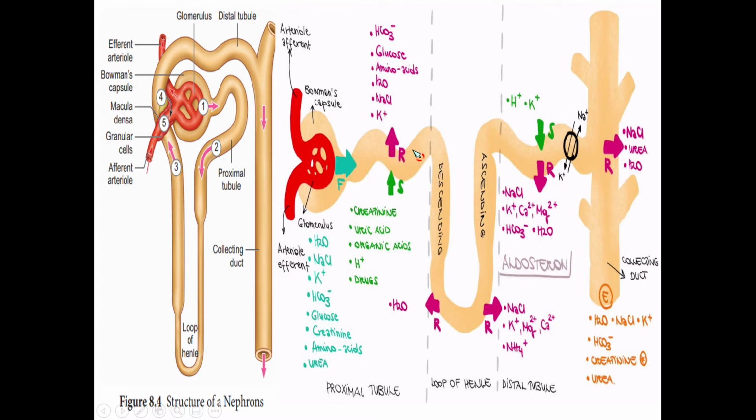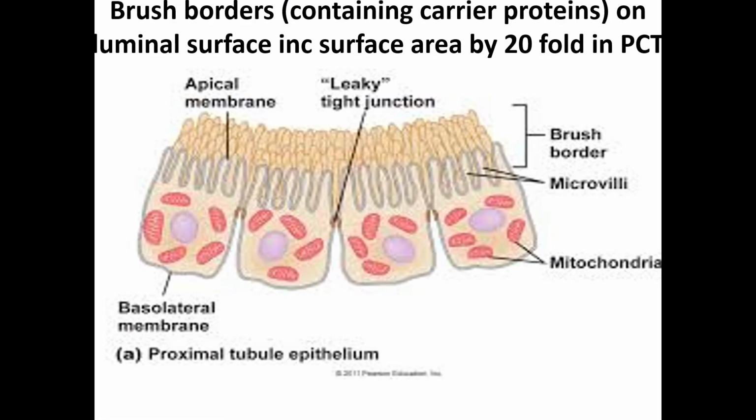This proximal convoluted tubule has a special histological property: it has brush borders. You can see here the written words brush borders. These brush borders are on the apical surfaces, and they have carrier proteins between them. The luminal surface area is increased by 20 times in the proximal convoluted tubule because of the presence of these brush borders or microvilli, and between them you have the carrier proteins.